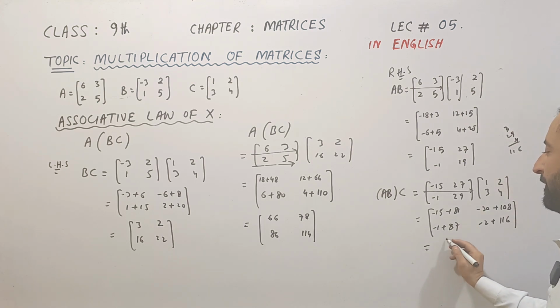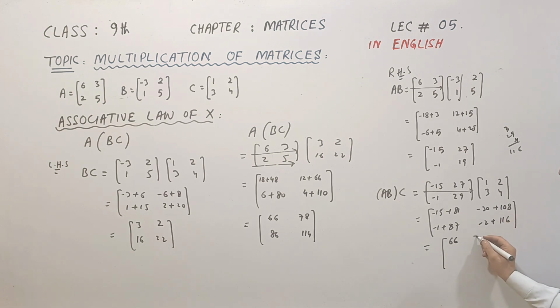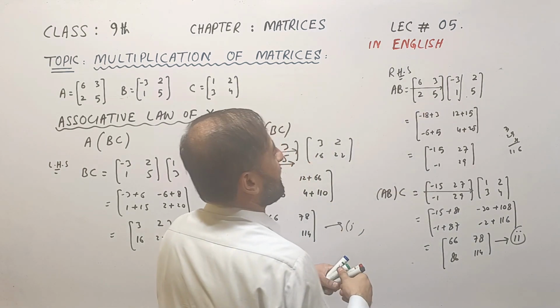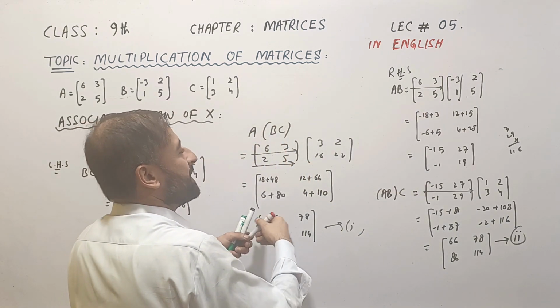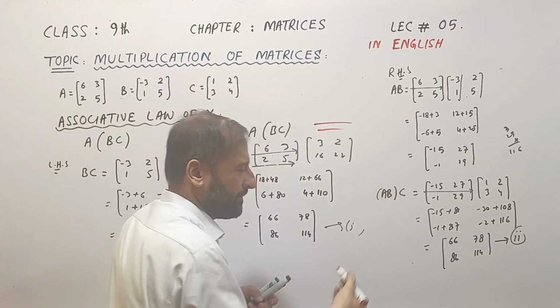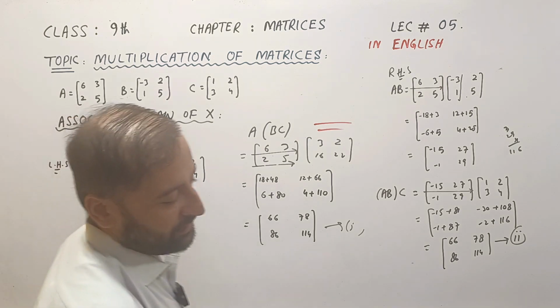Now if you simplify them, you get 66, 78, 86, and this is 114. So you see they are equal. Then finally you have to write from 1 and 2: it is clear that A into BC is equal to AB into C. You have to mention this, students. This is the associative law of multiplication.